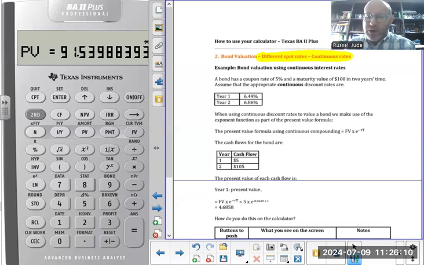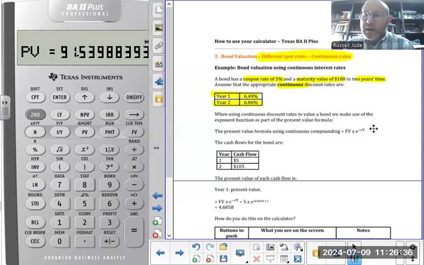So what I've given you over here is exactly the same carbon copy. Let us have a look. I've got a bond with a coupon rate of 5% with a maturity or face value of $100, again, 2 years' time. Now they've given me continuous discount rates, 6.49 in year one, 6.86 in year number two.